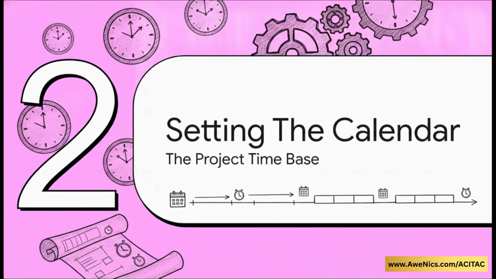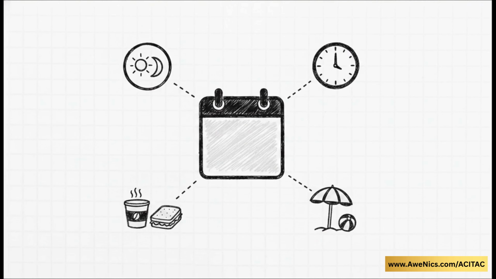Which brings us to Section 2, setting the project calendar. This right here is the absolute base layer of your entire blueprint. You are quite literally defining how time functions for your project site. Before you even think about entering a single activity into the system, you've got to lock down these core calendar details. How many working days are in your week? What exact hours make up a man day?